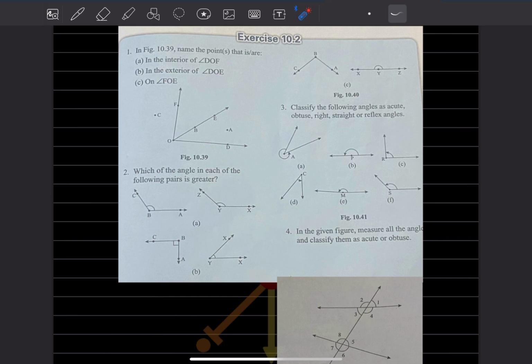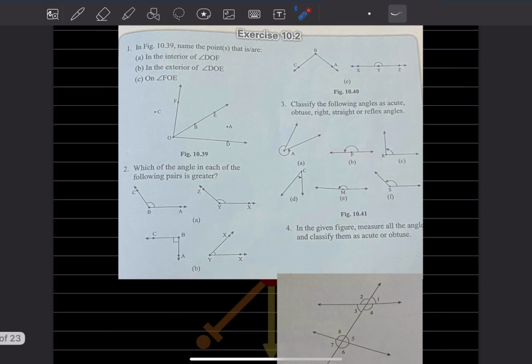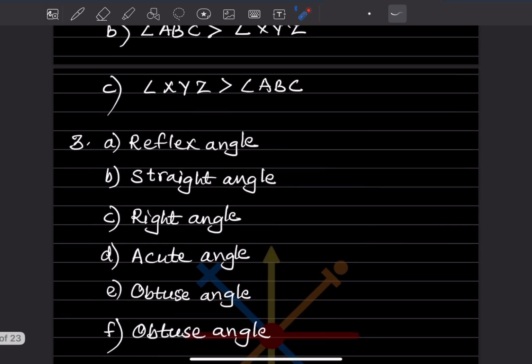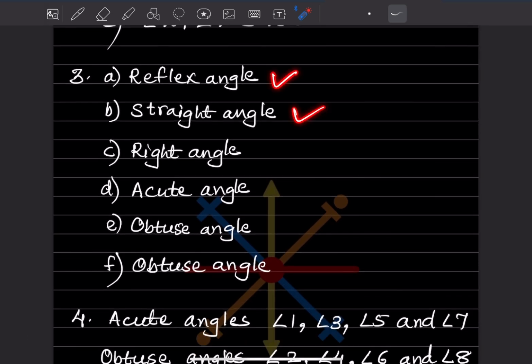And can you see this one? This is a straight one, but not exactly. It's not a straight one. So it is less than 180 degrees, but more than 90, so it is going to be an obtuse angle, because an obtuse angle is always more than 90 degrees but is not a straight one. And again, this also is going to be an obtuse one. So these are all the answers for that one.